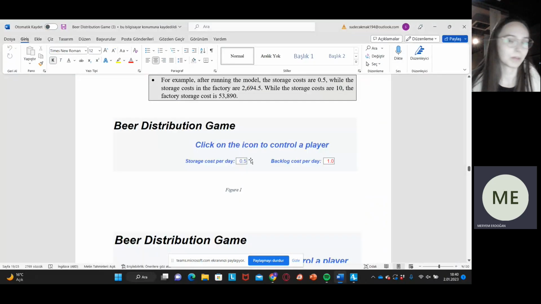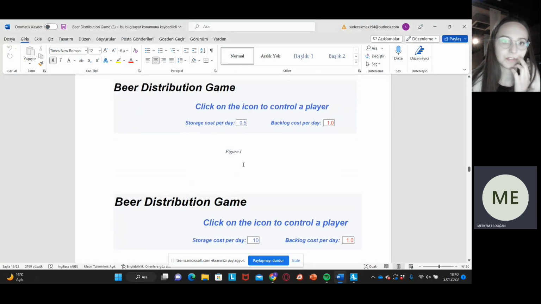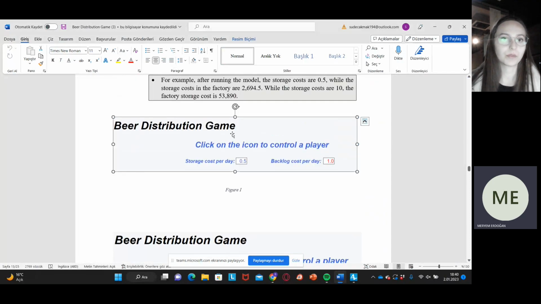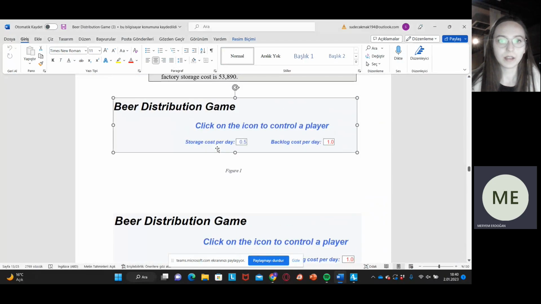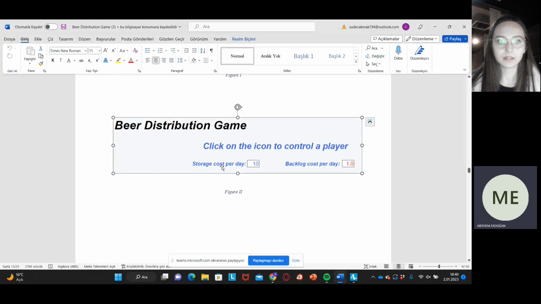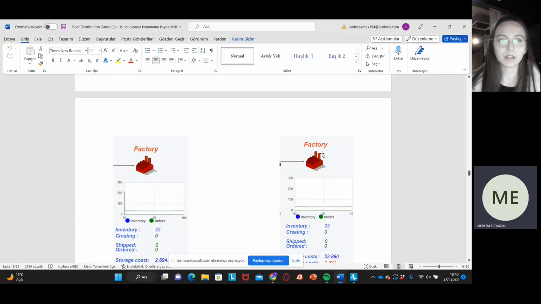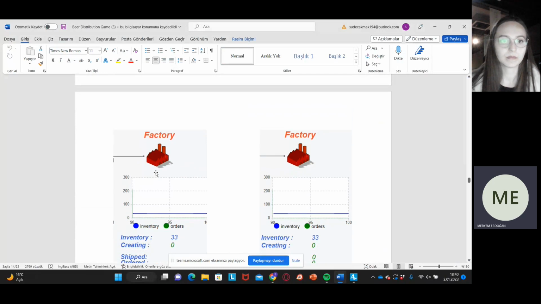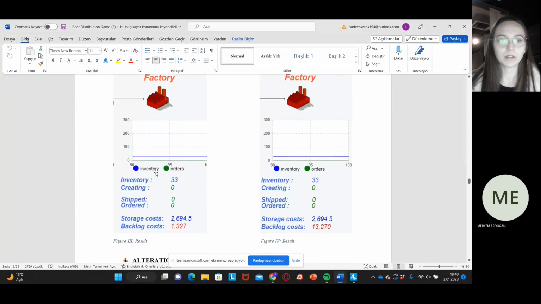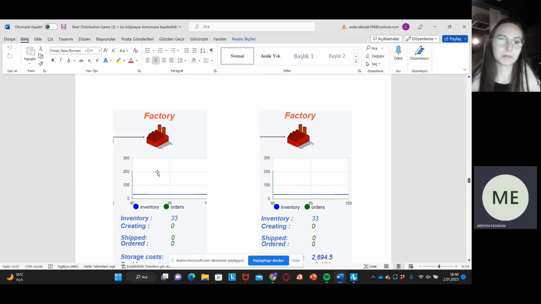Now I will show you the changes in the Word page when I made it. As you can see, the storage cost per day is 10 and backlog cost is 1.